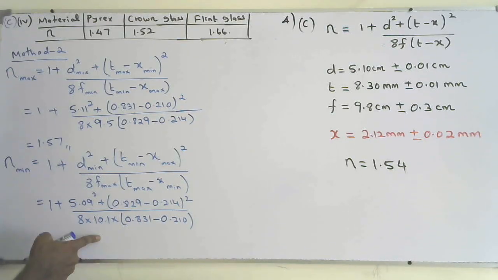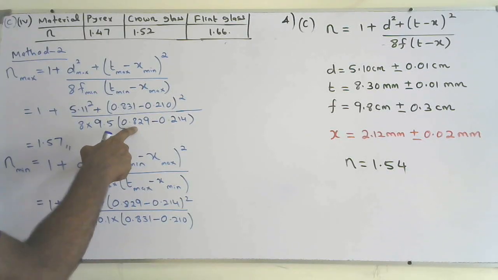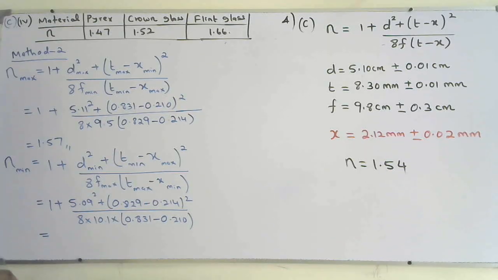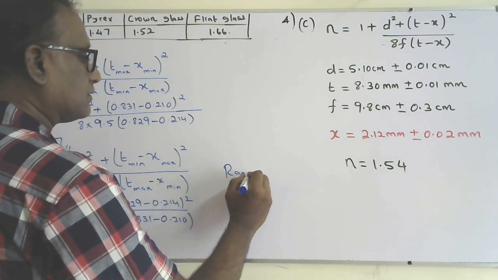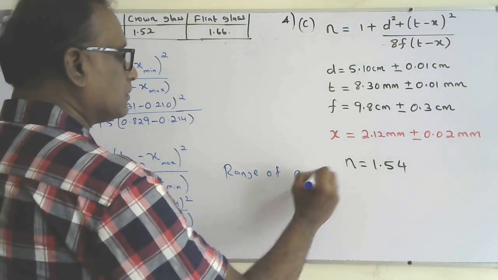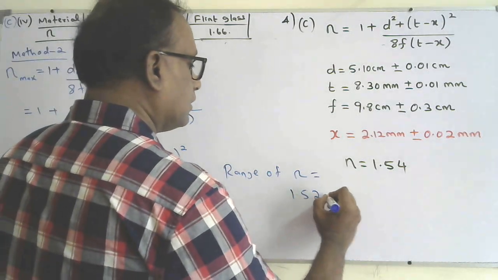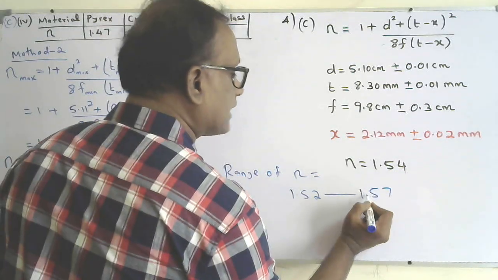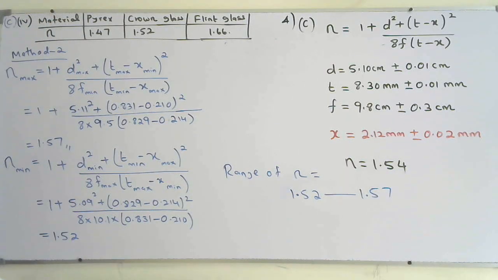That means I put the denominator at maximum values. As you can see, this is the maximum compared to this one. This is the maximum, this is the minimum, right? So you'll get 1.52. That means the range of n here, I'm going to get 1.52 to 1.57. That's the range.